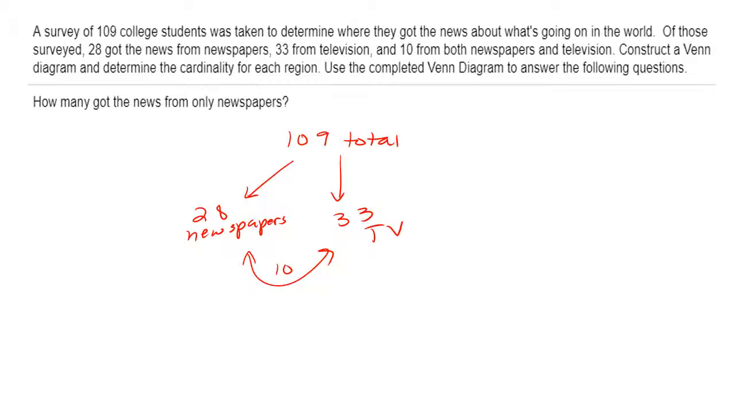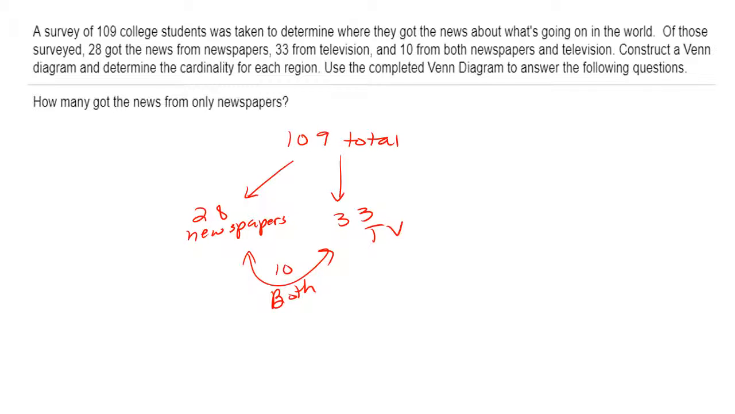Now in this survey, we don't have the Venn diagram, so we may have to do some calculation. It says, I have a survey of 109 college students, and that was taken to determine where they got their daily news about what's going on in the world. Of those surveyed, 109 total, 28 of those students actually got their news from the newspapers, and 33 got their news from the TV, and 10 got their news from both the newspaper and the TV.